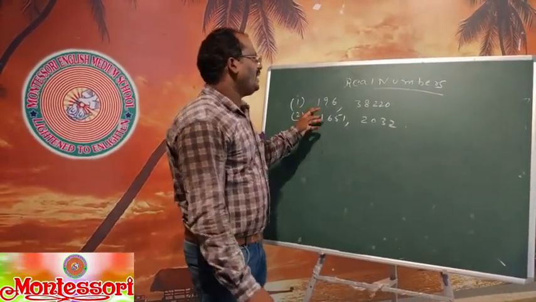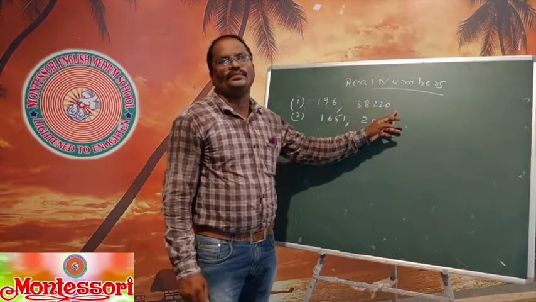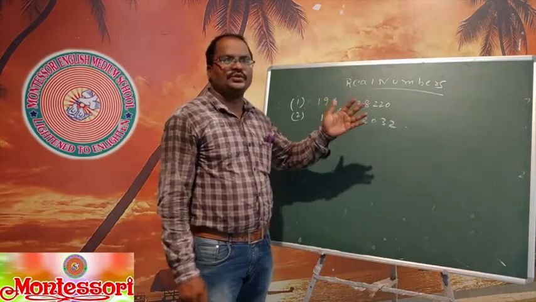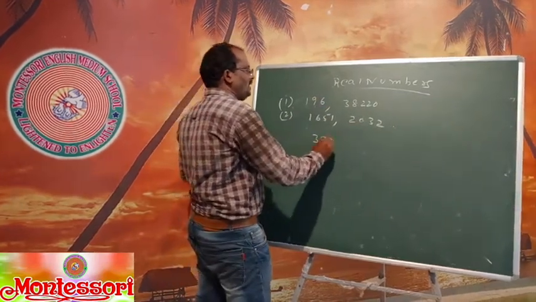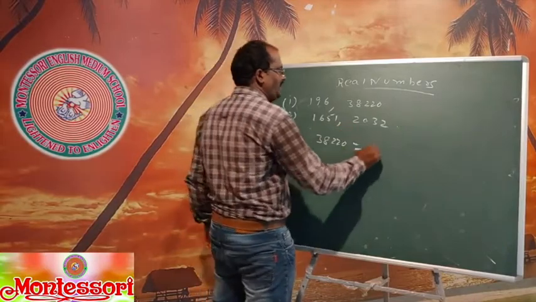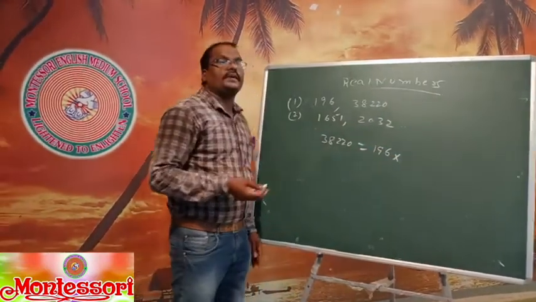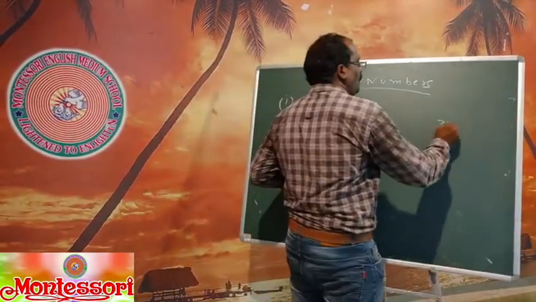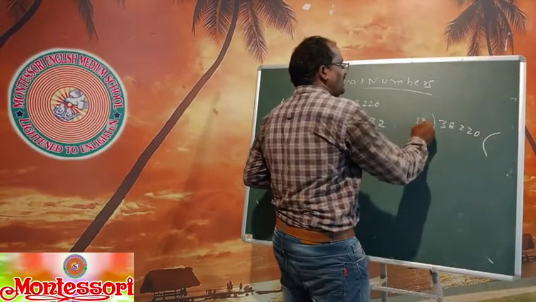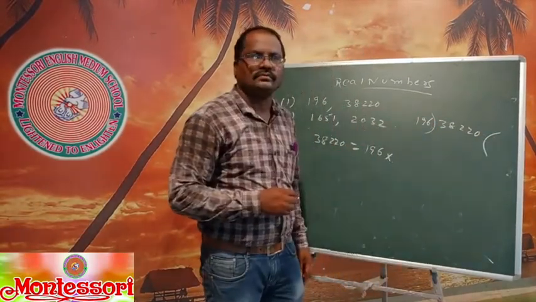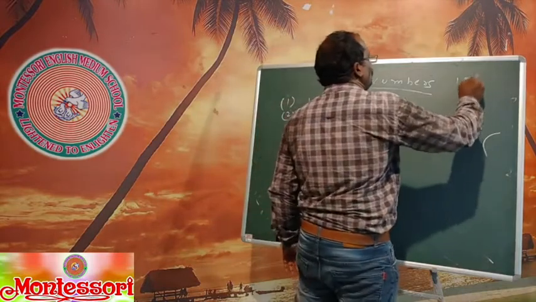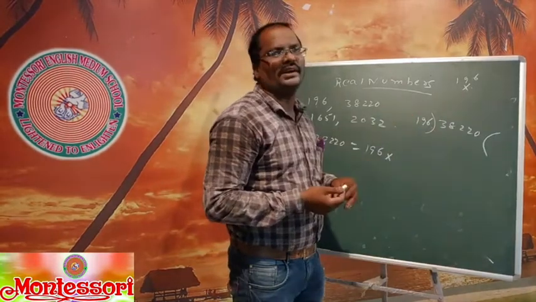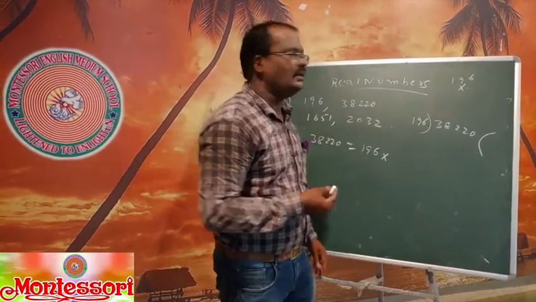Now, 196 and 38220. Which is the biggest number? 38220. The 38220 should be on the left side. Now you write 196 here. You should do the division. How many times will it go? 38220 by 196. I think 196 goes 2 times, 3 times, 4 times, 5 times, 10 times. I think 10 times is also very less. We go to one more number, like 15 times.